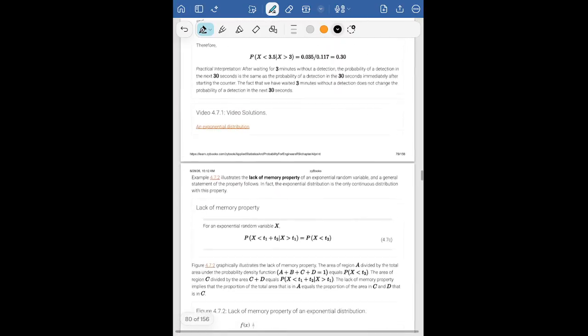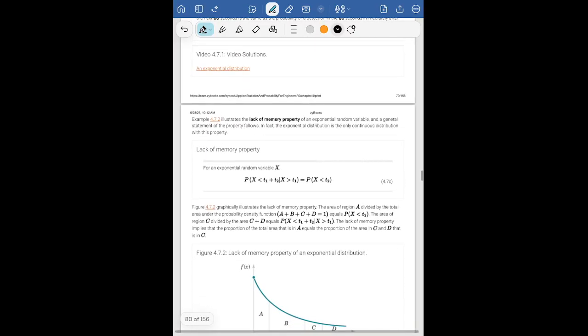Okay, 4.72 here is going to illustrate what is called the lack of memory property. Exponential random variables will have this situation here. We have a lack of memory property. And what does that mean? I'm glad you asked.